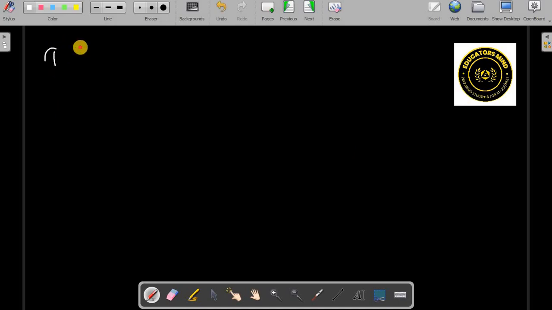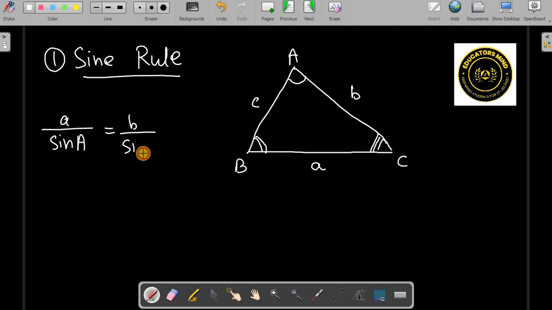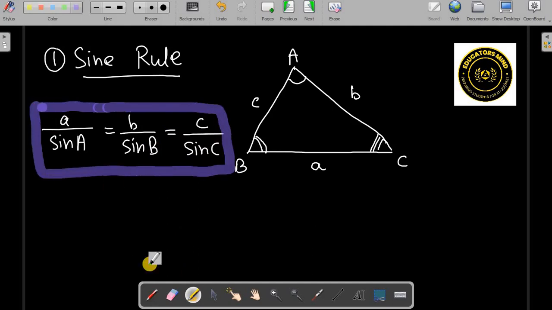Then what is the sine rule and cosine rule? Sine rule and cosine rule we should know. Suppose that is a triangle. Okay, this triangle is ABC. The opposite of angle A is A, the length of side BC. Similarly, the opposite of angle B is B. The opposite of angle C is side C. So here A by sine A is equal to B by sine B is equal to C by sine C. Okay, this rule is important. This is called the sine rule.